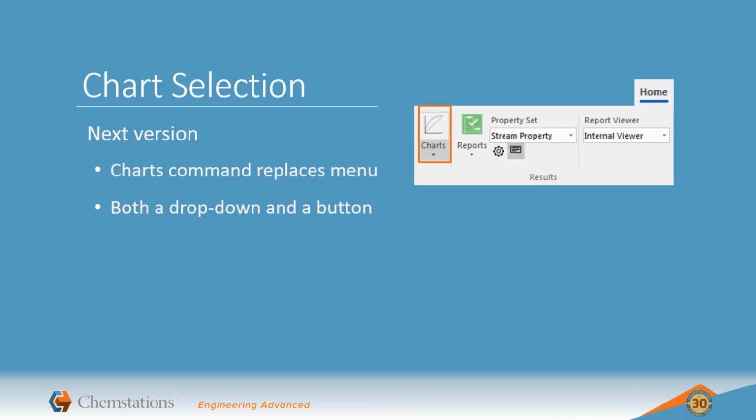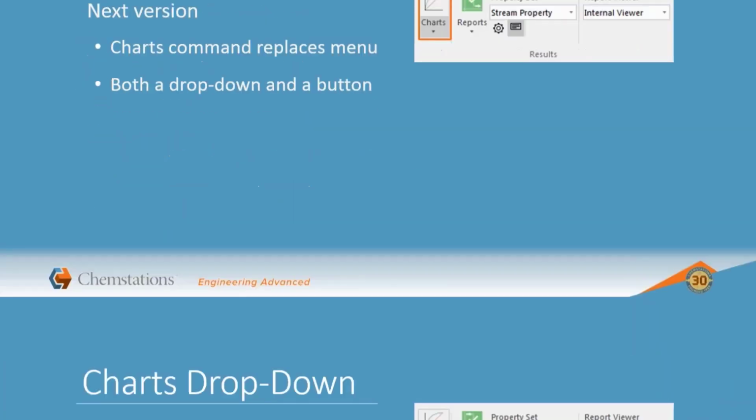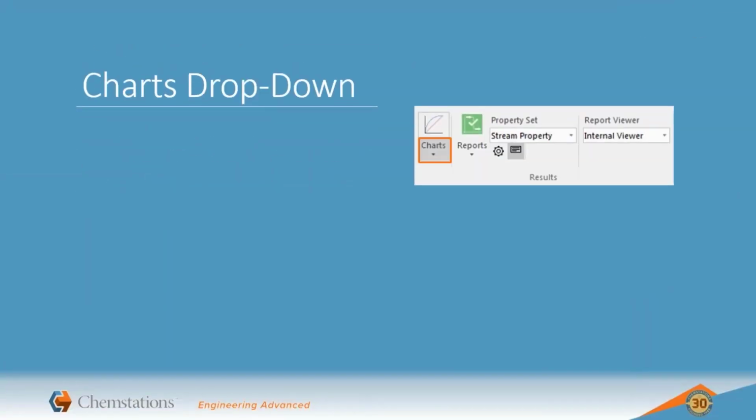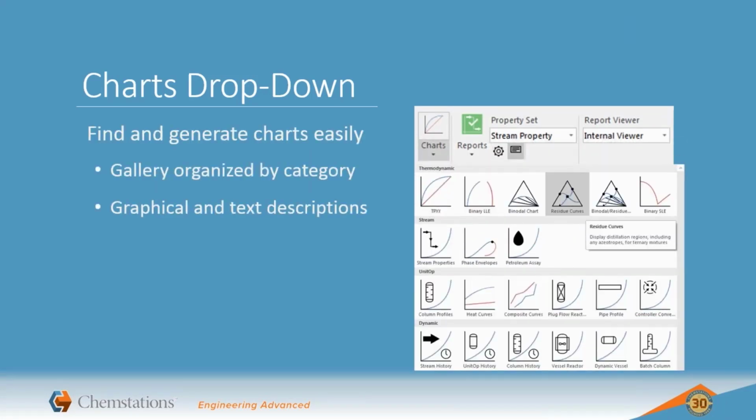This command works as both a dropdown and a one-click button. Clicking the Charts dropdown opens the new Charts gallery, where the charts are organized by category, and each chart has a representative icon as well as a text description for us to quickly find and generate the chart we want. All we need to do is open up the gallery and select the chart.